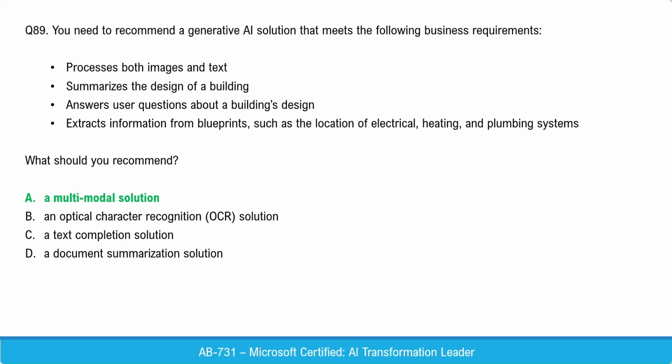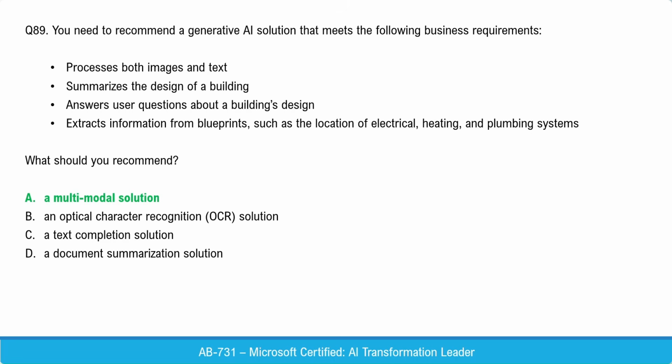Let's carefully analyze the requirement. The solution must process both images and text, summarize building designs, answer user questions, and extract detailed information from blueprints such as electrical, heating, and plumbing systems. This clearly requires understanding the visual data and generating textual insights. So the solution must handle multiple data types altogether. Option A, a multi-model solution, is designed exactly for this. It can process images like blueprints, understand spatial relationships, and combine that with text-based reasoning to generate summaries and answer questions.